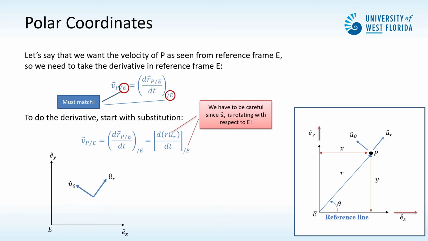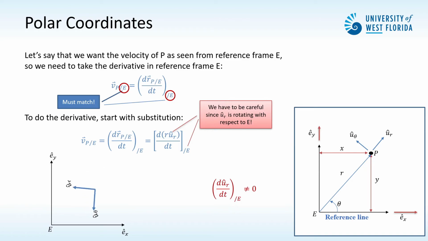If this doesn't quite make sense, then take a look at UR and U theta as they relate to reference frame E. As long as they're only translating with respect to E, then we don't need to worry too much because they're still equivalent vectors. Their magnitudes and directions remain constant. So they are constant vectors and their time derivative taken in the E reference frame is 0.